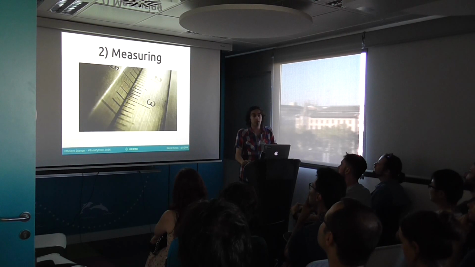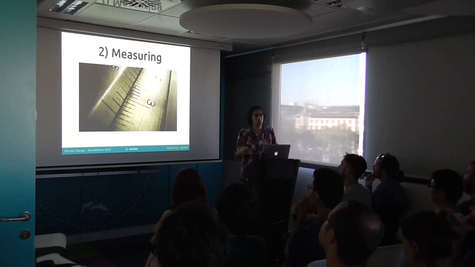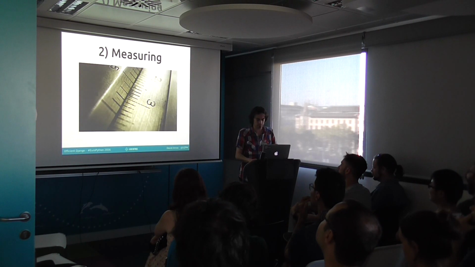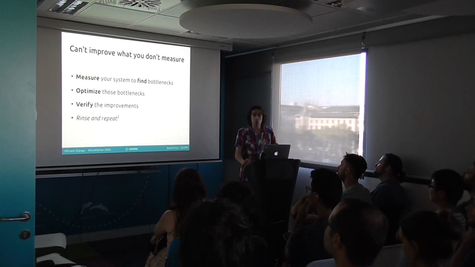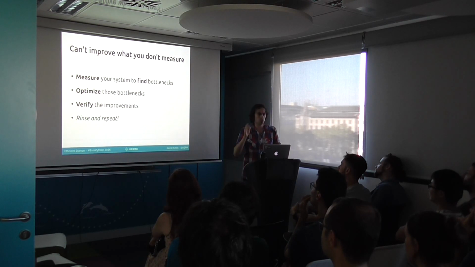Second part, measuring. You have to measure, monitor everything, so you can find the bottleneck, you can find the slow pieces, before fixing them. You cannot improve what you don't measure. Okay, so measure everything, do metrics. By measuring, you find bottlenecks, then you optimize those bottlenecks, and only those. You don't want to optimize everything again. So just the things that are broken, you fix them.